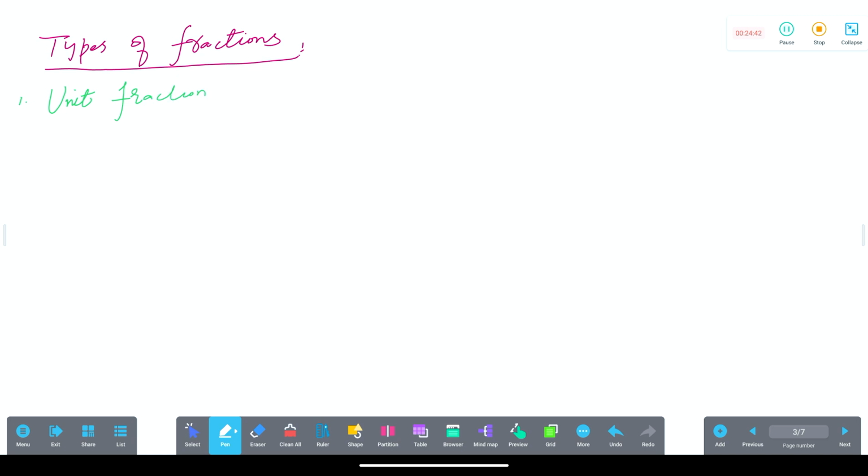So here was our second slide. Now the third slide here is about types of fractions. Now when we talk about the types of fraction, the first type that we usually take is unit fraction. What is a unit fraction? First we will deal with this.